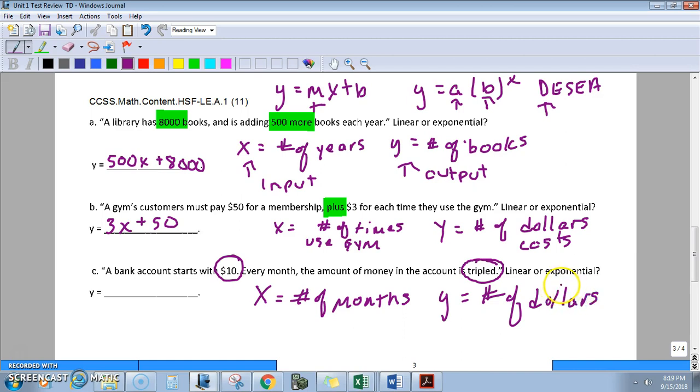You can always think of what depends on what you know. I know 3 months have passed. I want to know how much money is in my account. So what I do know is my x. What I want to know is my y. So my starting value is $10, then 3, then to the power of x.